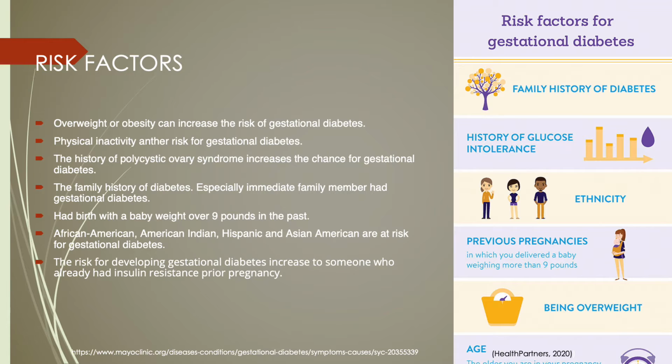African Americans, American Indians, Hispanic, and Asian Americans are at a higher risk for gestational diabetes. The risk also increases for someone who already had insulin resistance before even getting pregnant.